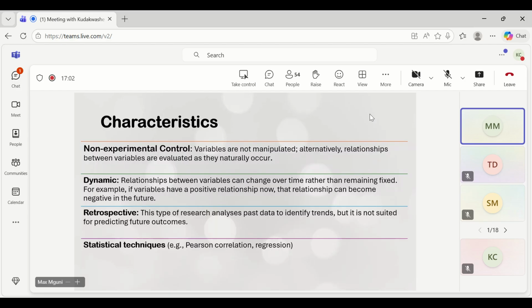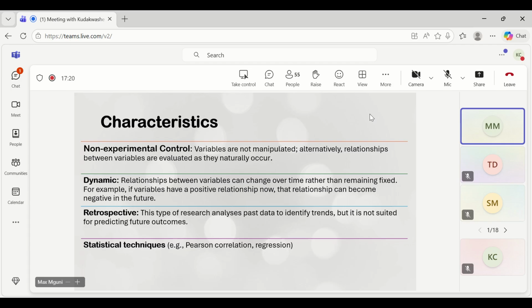Alternative relationships between variables are evaluated as they naturally occur. They are dynamic. Relationships between variables can change over time rather than remaining fixed. For example, if variables have a positive relationship now, that relationship can become negative in the future.